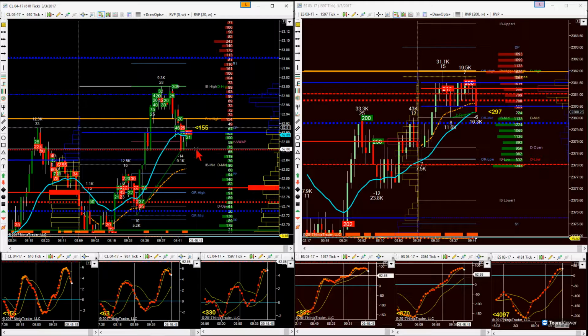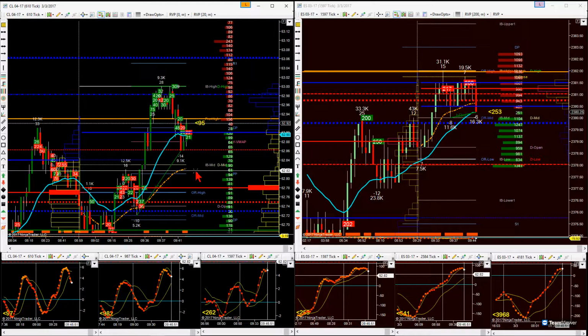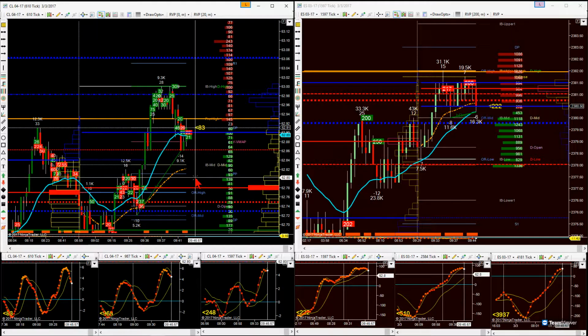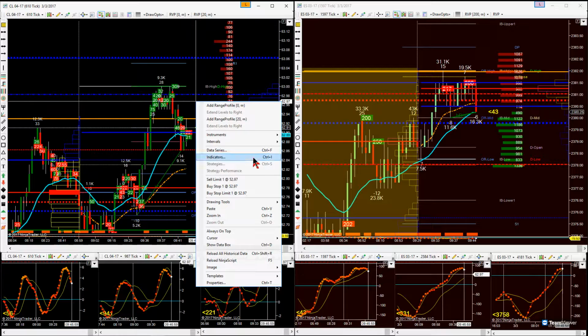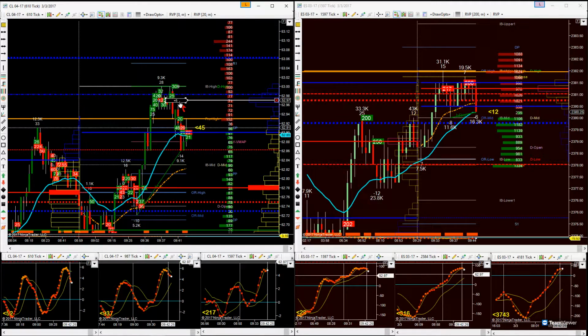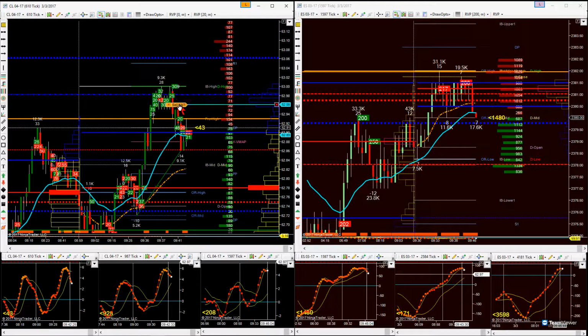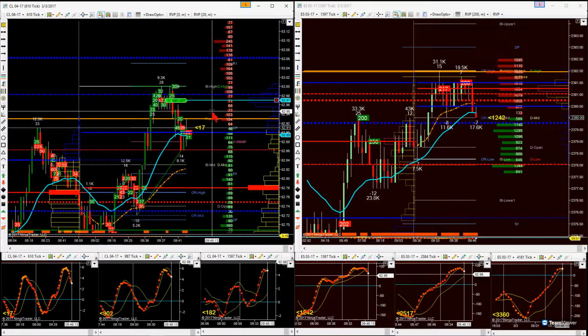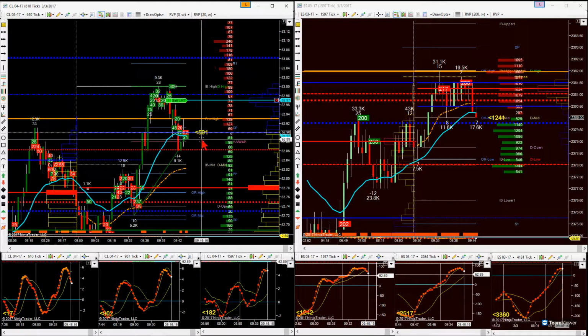Just didn't get a pullback far enough. Now, as we're coming up towards these highs, we do have negative divergence. So we're putting our first order in here to get into a short. 610 and 987 are showing negative divergence. 1597 does not. Remember, 2 out of 3 for us is completely fine.